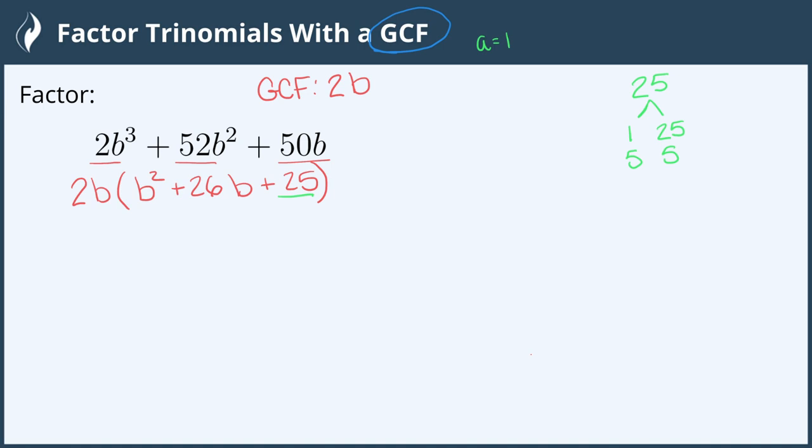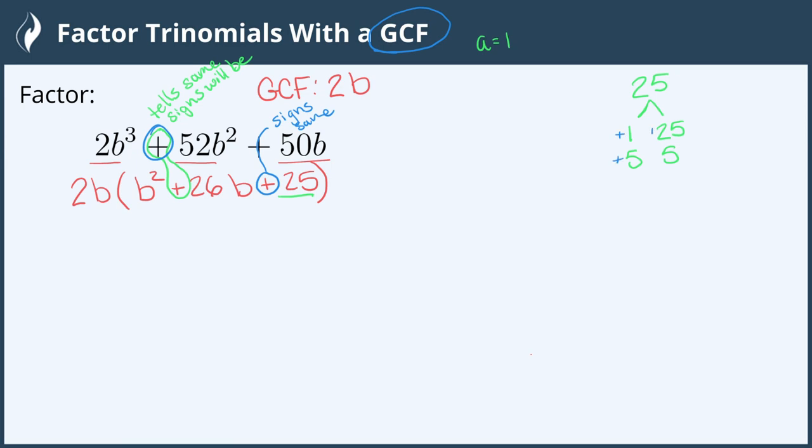So we're finished. Now we're going to look at the sign of the last term. It's positive, and this tells me that the signs will be the same. And then we look at the middle term, and it's a positive sign, so this tells us that the same signs will both be positive. So now that we know that, we can fill in our factors, knowing that the signs will be the same, and because the first one is positive, the signs will both be positive.